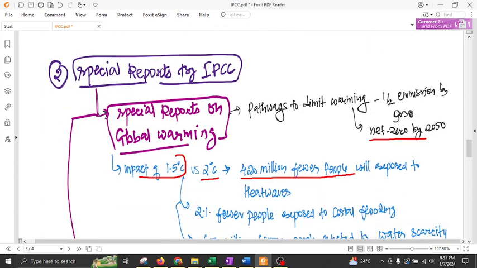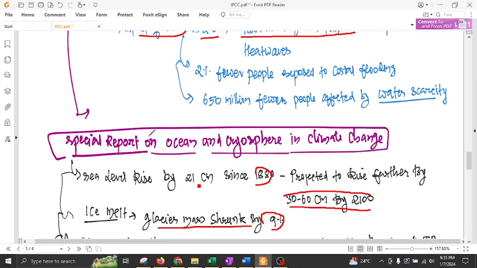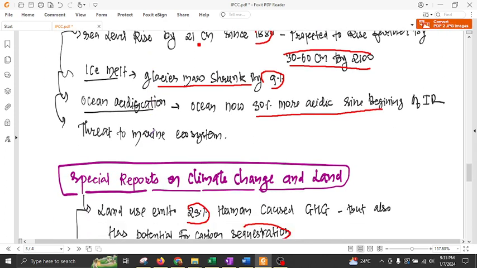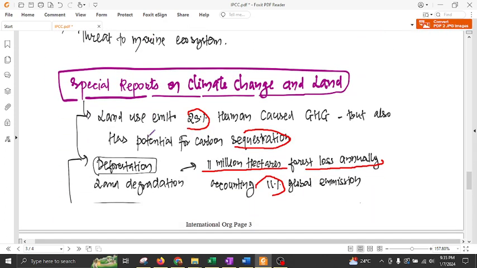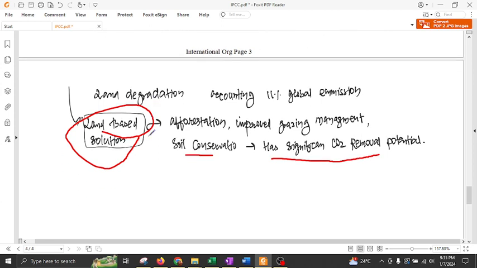And then we have seen three important special reports, that is special reports on global warming, special reports on ocean and cryosphere, which talks about rising sea level, ice melting, and ocean acidification, and third is the special report on climate change and land, which says that we can use land for carbon sequestration rather than as a potential source of greenhouse gas emissions, right? So this is all.